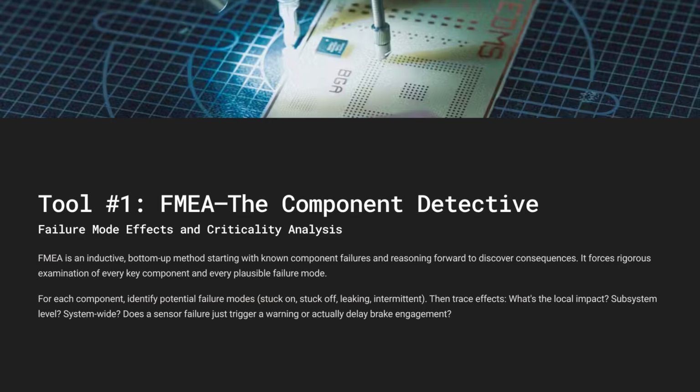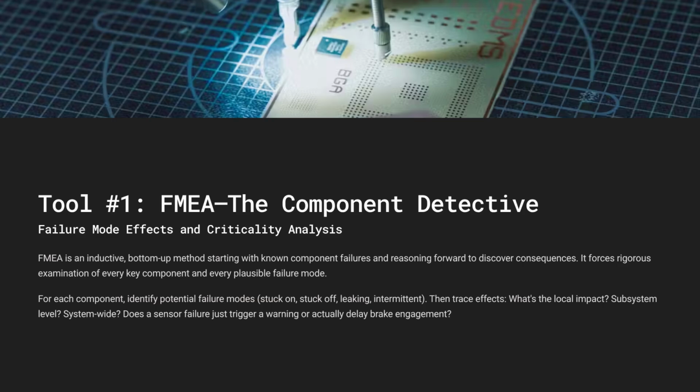It sounds incredibly detailed, almost painstaking. It is, but that rigor is its strength. It forces you to list every key component and then brainstorm every plausible way it could fail. So what are the steps? Okay, first, you break the system down into manageable chunks, functional blocks. Then, for each component in a block, you identify all its potential failure modes. For example, a pump. It could fail stuck on or stuck off. It could leak. Maybe it works, but only sometimes, intermittently.